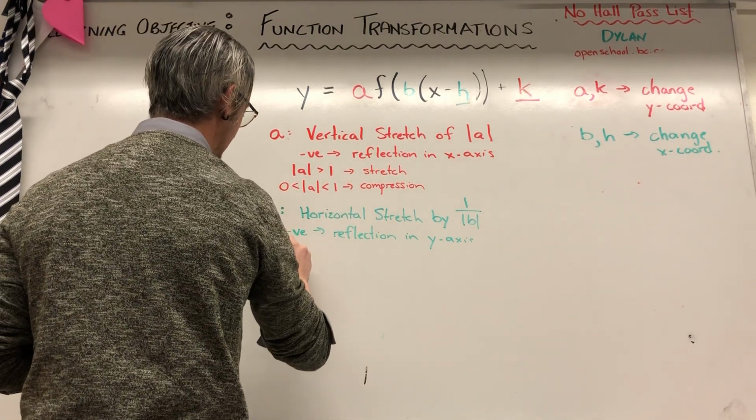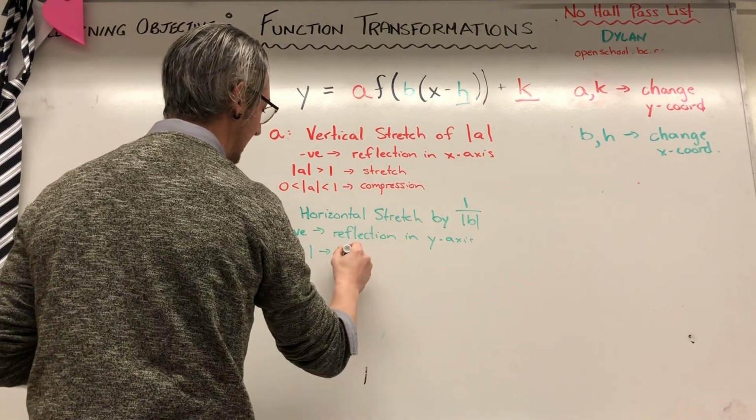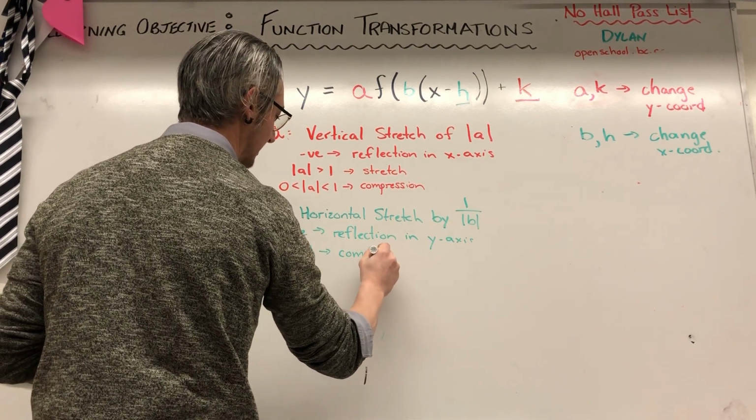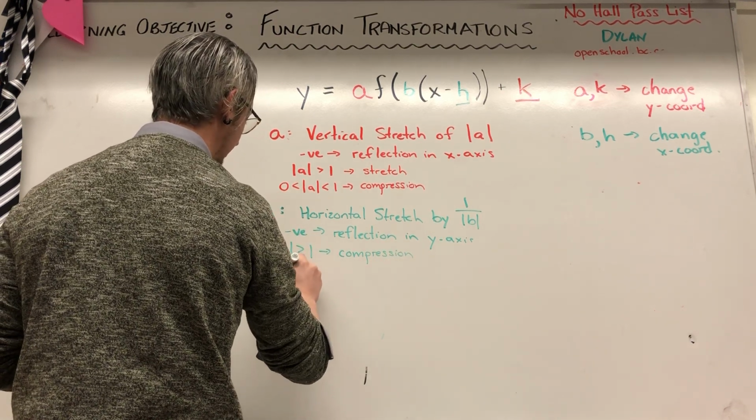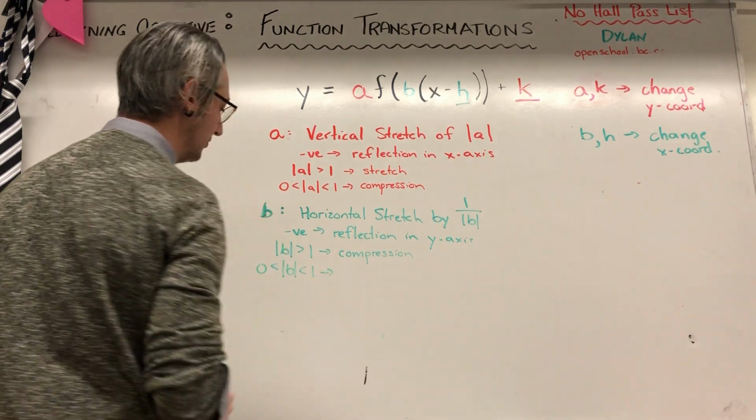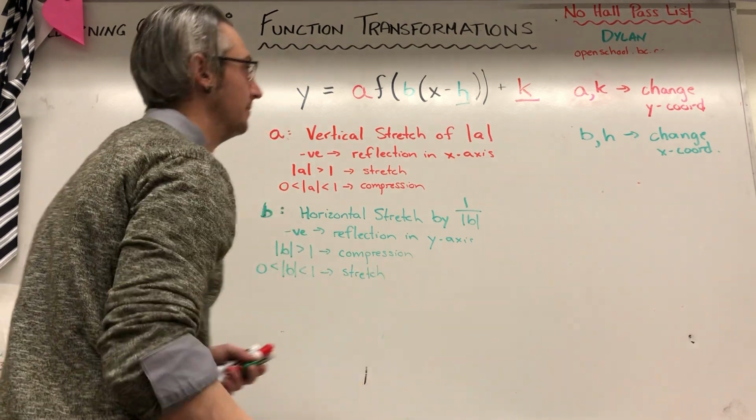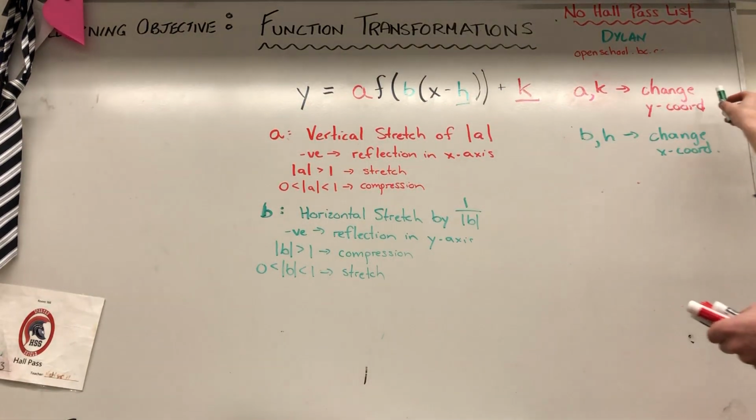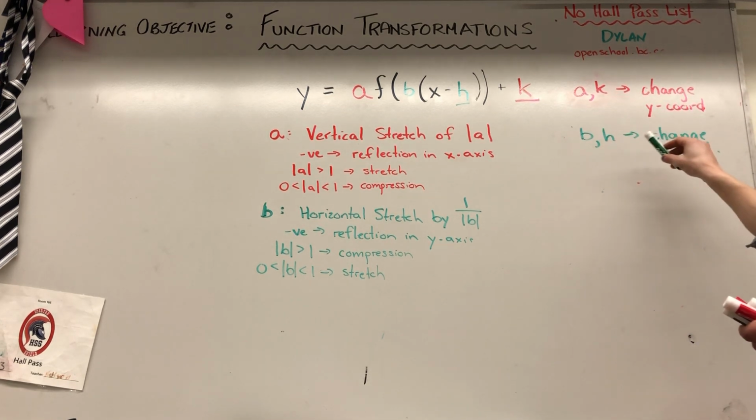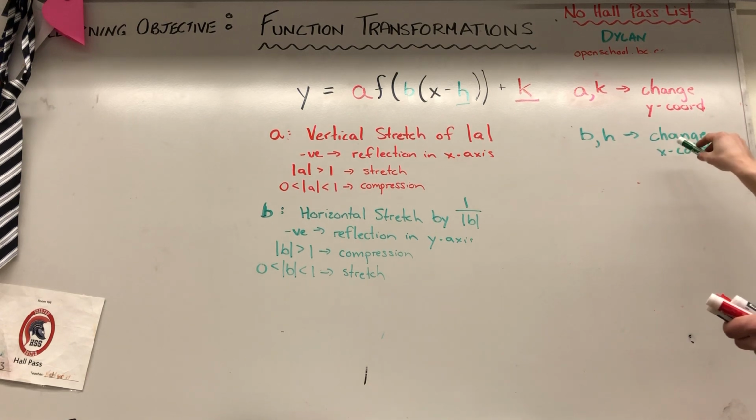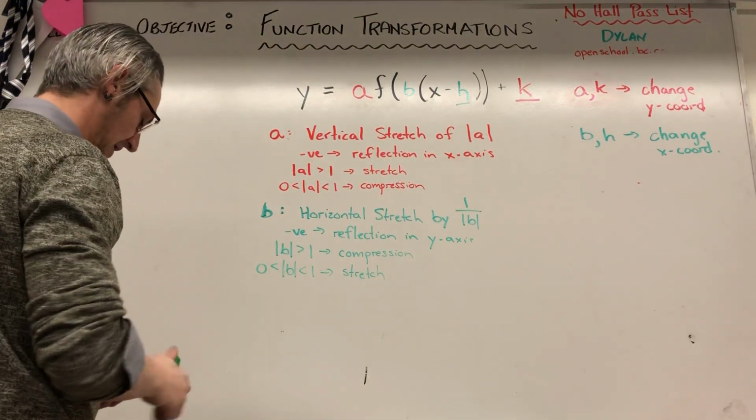And so when B is greater than 1, 1 divided by B means we're going to get a compression along the x-axis. So it behaves opposite to A. And then when B is a fraction, 1 divided by a fraction is going to be a number bigger than 1, so we're going to get a stretch. Okay, that's A and B. For A, we're going to multiply our y-coordinates by A to get the stretch factor. And for B, we're going to multiply our x-coordinates by 1 divided by the absolute value of B. So we'll see what that looks like.